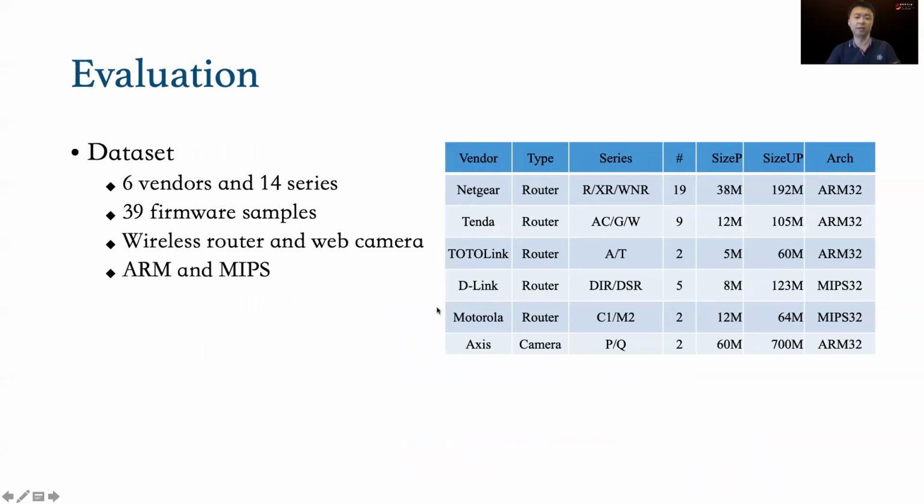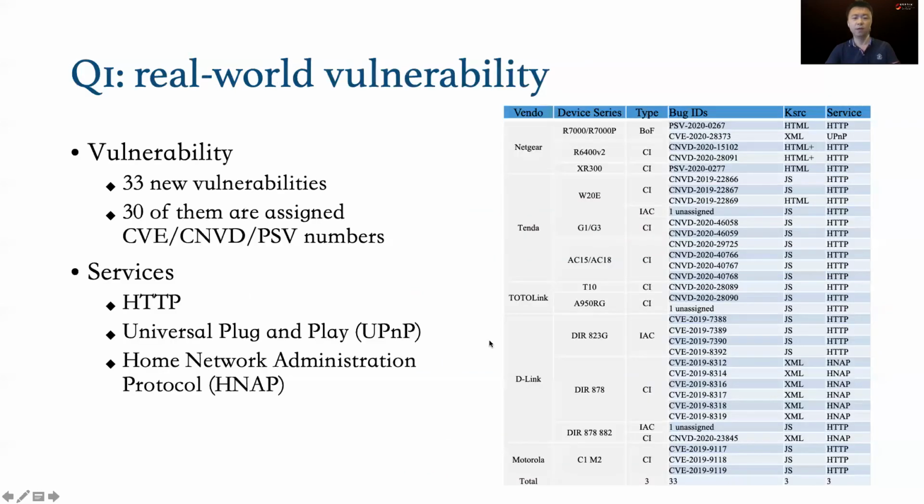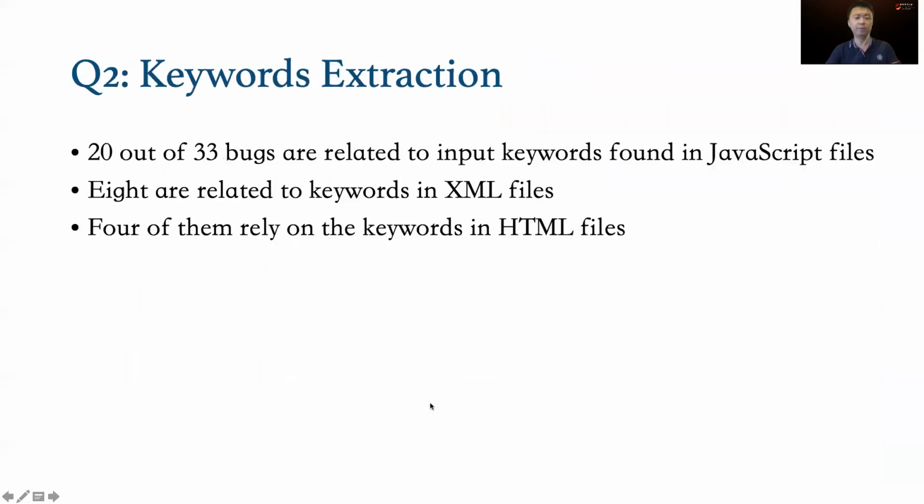We selected these IoT vendors that provide their firmware online, such as Netgear, Tenda, TotoLink, D-Link, and so on. We collected 39 firmware samples from the 14 series as a data set, including routers and cameras. As shown in this table, CLC found 33 unknown bugs, and most of them have been assigned bug IDs. Besides the HTTP protocol, CLC also supports other services such as UPnP and HNAP.